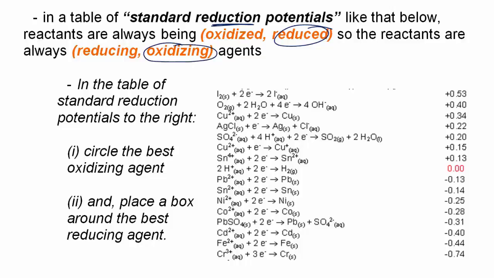Let's try a few. In the table of the standard reduction potentials to the right, only this part of the table, circle the best oxidizing agent. Oxidizing agents get reduced, so that means we have to find the reactant with the most positive E0, right? So find a reactant. That means it has to be on this side with the most positive E0. Well, it has to be iodine solid.